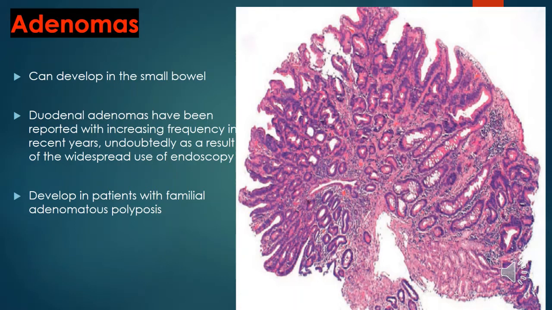The villous adenomas are more prone to develop malignancy, and they are large and multiple. The villous lesions are often large and sessile, with a tendency to recur and a high incidence of malignancy.